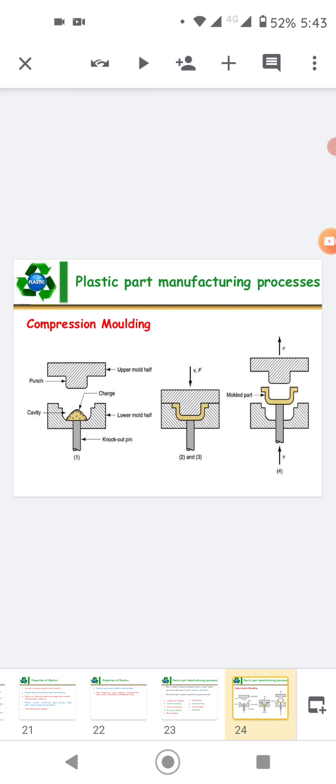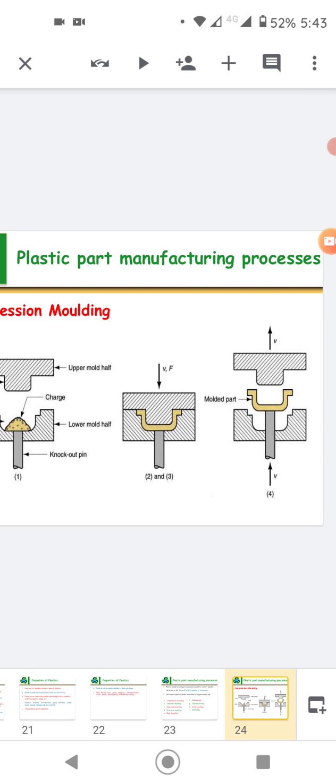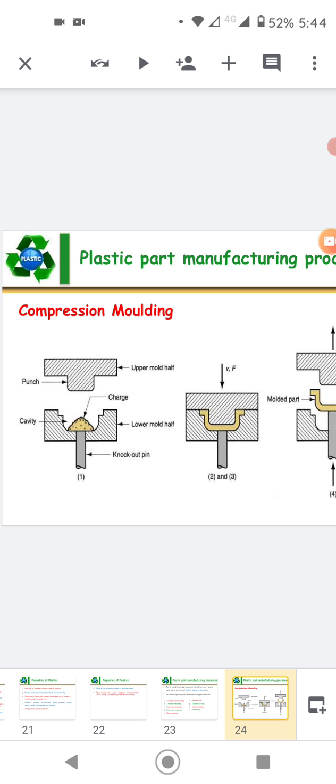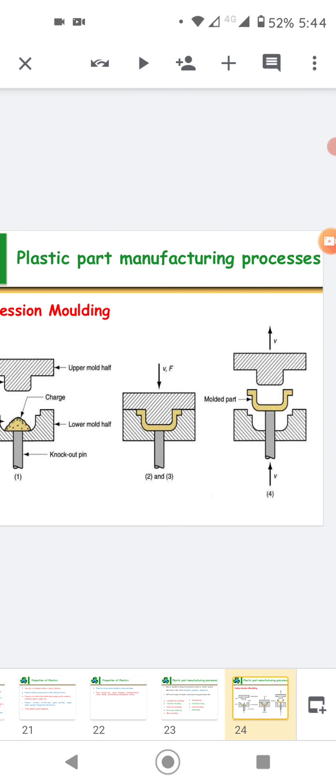This is the compression molding figure. This is the cavity, lower mold, upper mold, punch, die, knockout pin. Figure B shows the two parts joined, meaning punch and die, and in the third part the finished product is completed and then separated.